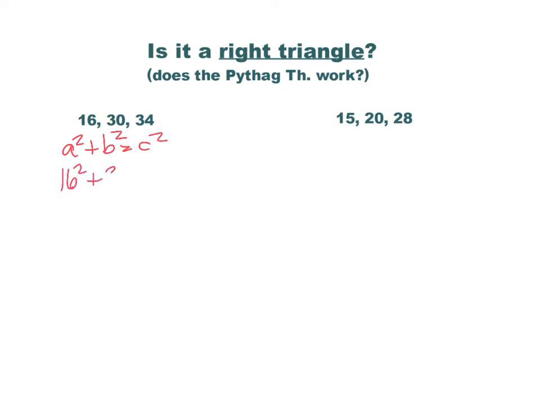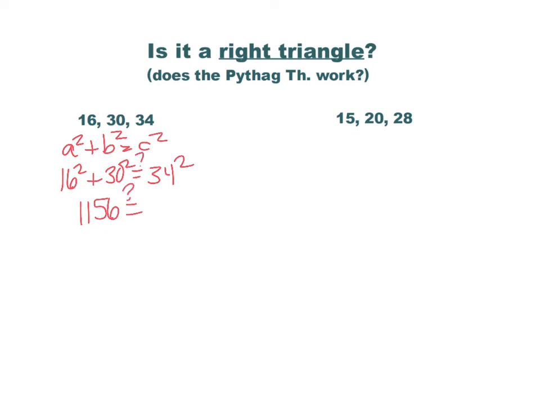So I've got 16 squared plus 30 squared equals 34 squared. And then I'd go to my calculator and see what I get on that. 16 squared plus 30 squared. I'm just going to do that all in one shot. Oh, sorry, calculator wasn't on. 16 squared plus 30 squared equals, I get 1156. Okay, 1,156. Is that the same? And it's like a question mark.